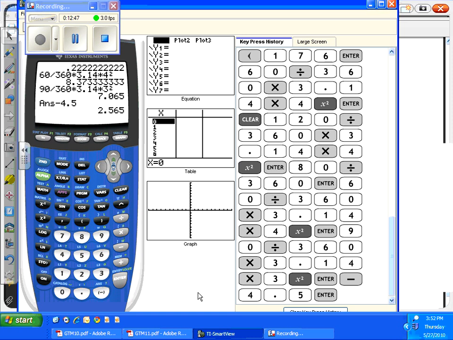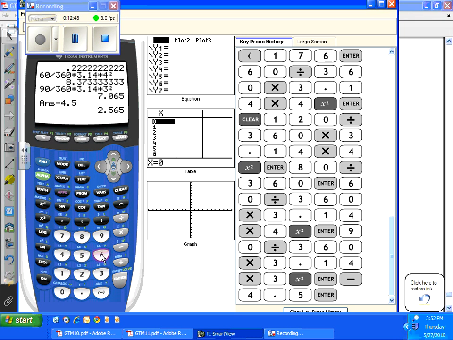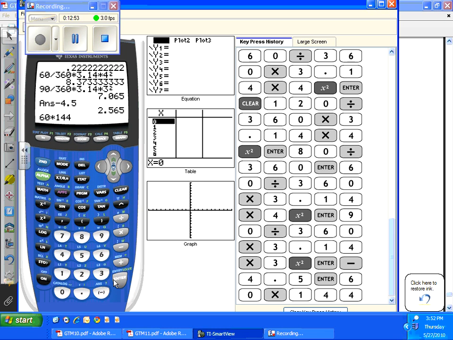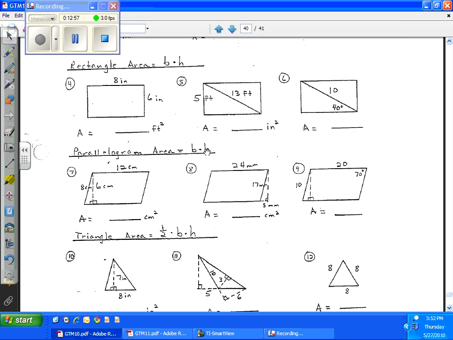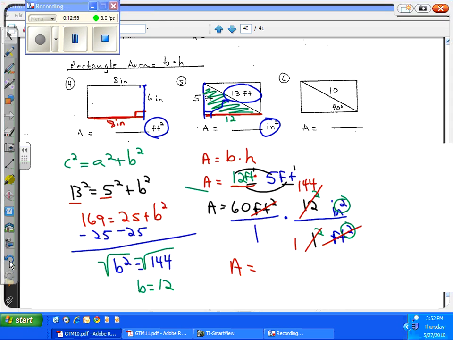We'll do that on the calculator. 60 times 144, 8,640. So 8,640 square inches. Any questions on number 5? Okay.